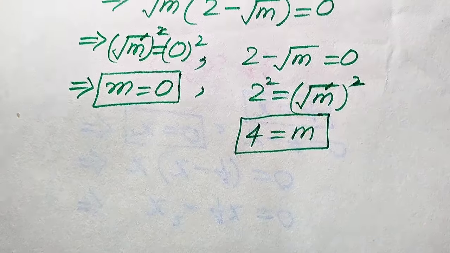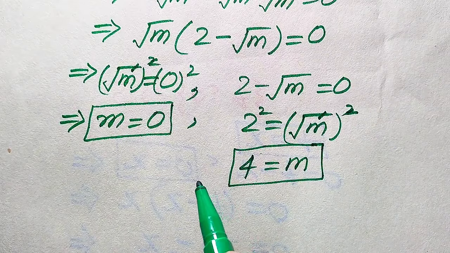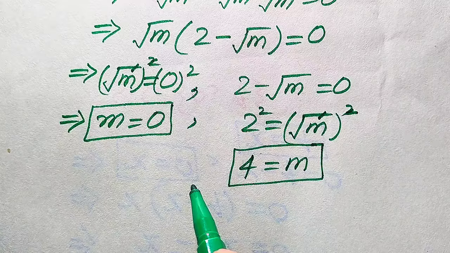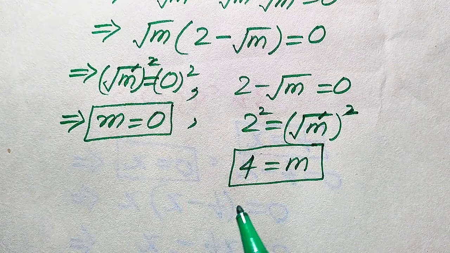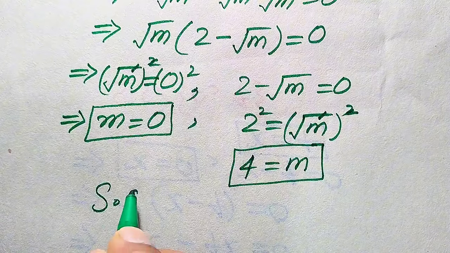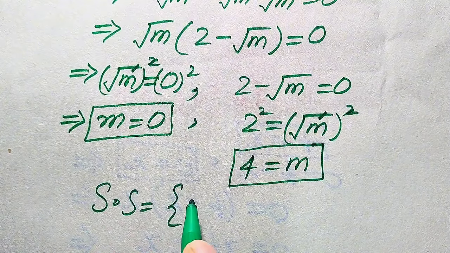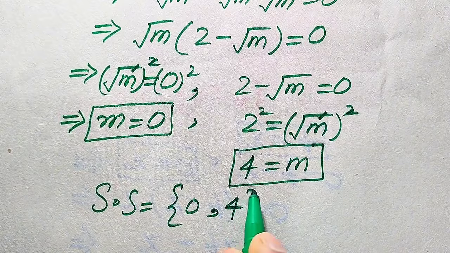So you see here in the second method we again get the values of m are 0 and 4, and in the first method we already verified that these values of m satisfy our given question statement. So finally we have the solution set of this problem is 0 and 4.